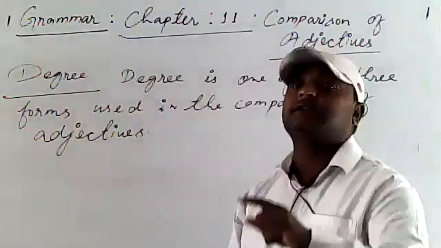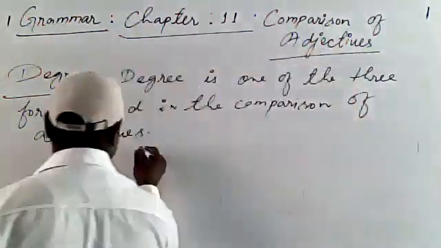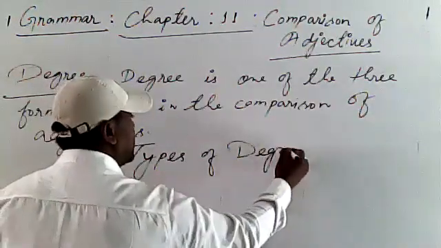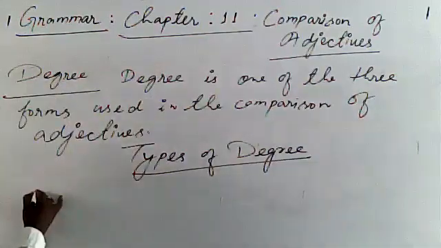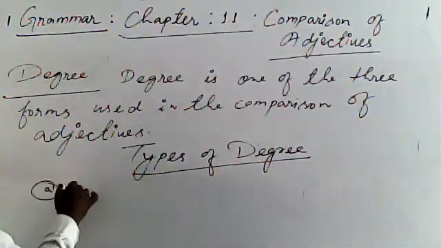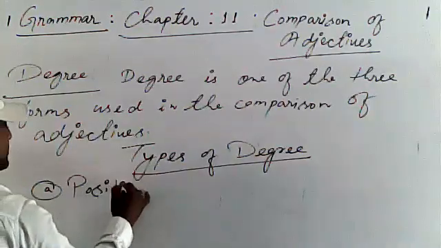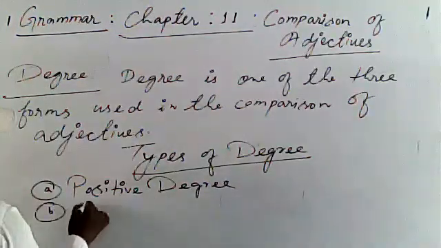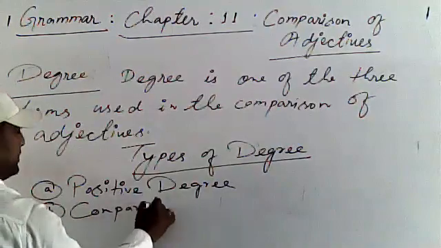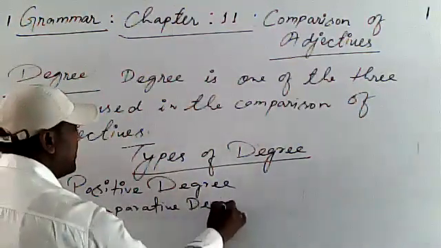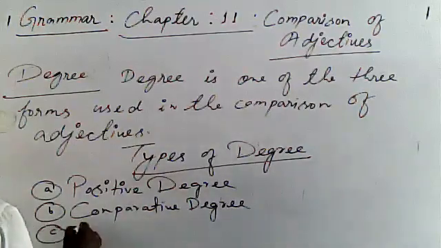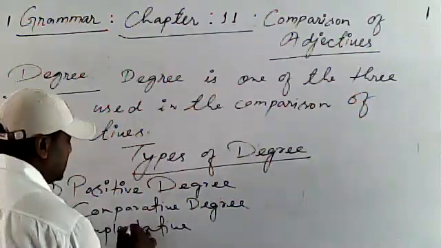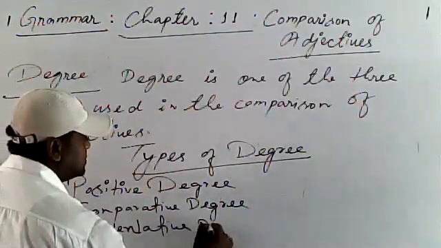Degree is one of the three forms. There are three types of degree, students. Look here. Types of degree. Students, look carefully. That is number A, positive degree. Number B, comparative degree. And number C, superlative degree. Students, now look at the board.